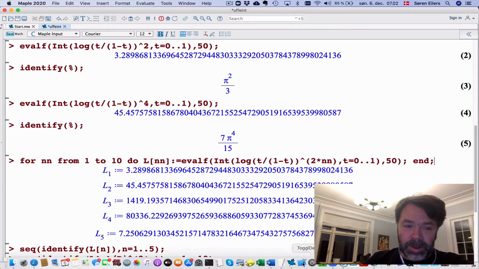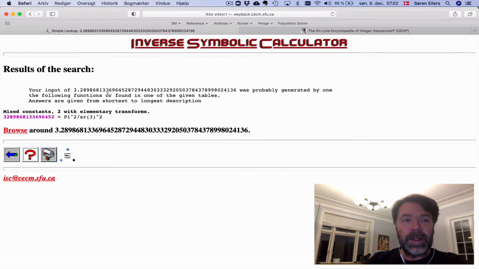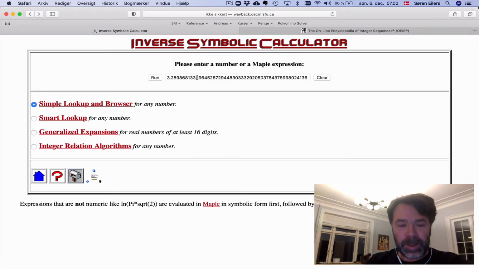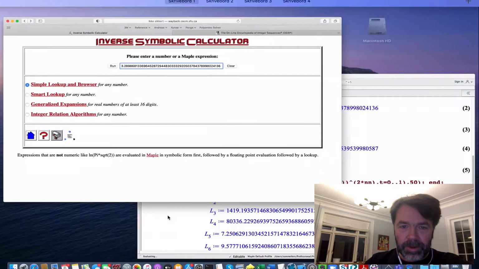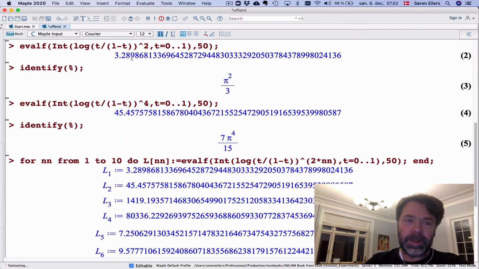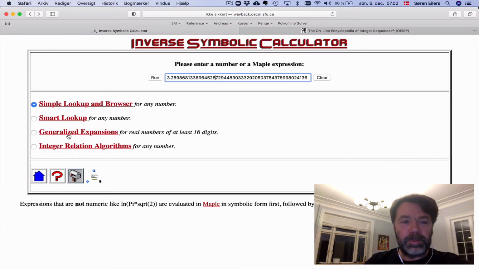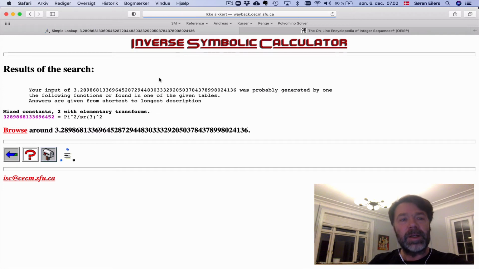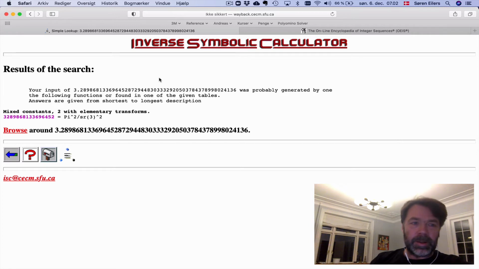So let's talk about an alternative to using identify, namely the so-called inverse symbolic calculator. So this is the inverse symbolic calculator, and I've already fed the first number that we found. So here it is, the one that starts 3 pi and 2, and so on. We know that this is pi square over 3, but I can also put it into this inverse symbolic calculator, and it will give me a hit, which is slightly strange. It says that this value is pi square over the square root of 3, I assume, squared. So that's just pi square over 3, as we found before.